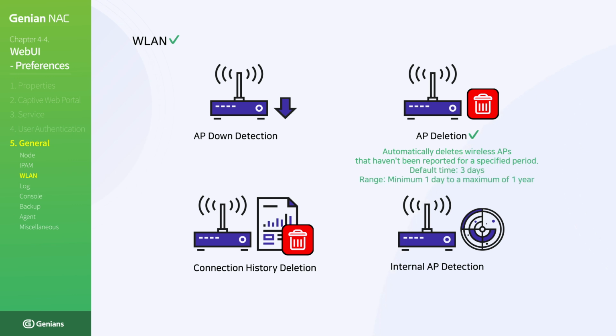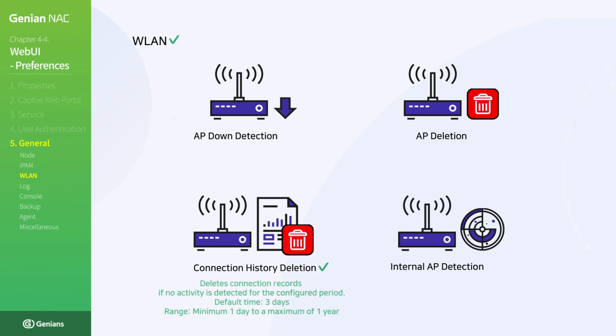The WLAN section allows for 4 configurable settings. AP down detection configures the system to change the status of a wireless AP to down if it remains undetected for a specified time. Default time, 10 minutes. Range, minimum 1 minute to a maximum of 1 hour.